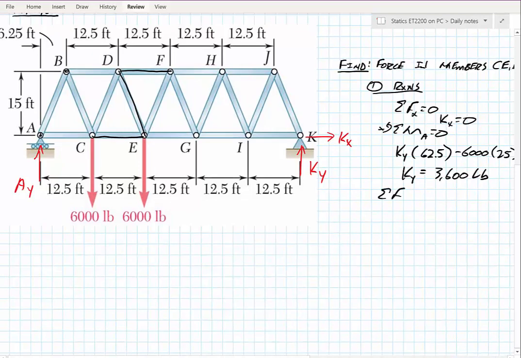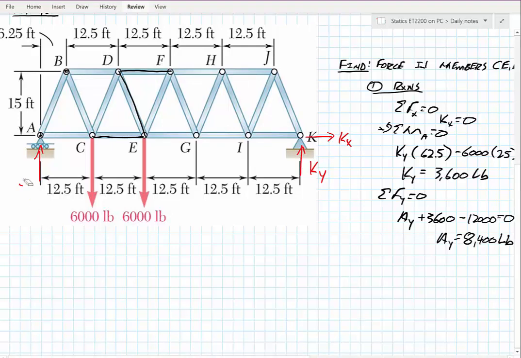And I can also do sum of the forces in the Y direction equals 0 to solve for this Ay value plus this 3,600 minus these two 6,000 pound loads. I'm just going to combine them into one 12,000. And I end up with a total reaction of 8,400 pounds. So once I have those reactions, I can just draw them in, I suppose, if I really wanted to. Ay was 8,400 and Ky is 3,600. Totally optional on that bit.